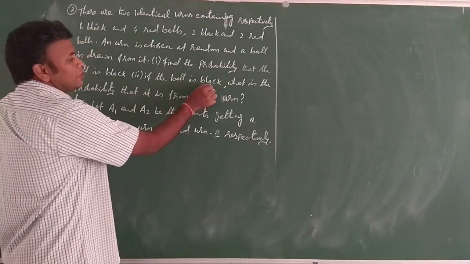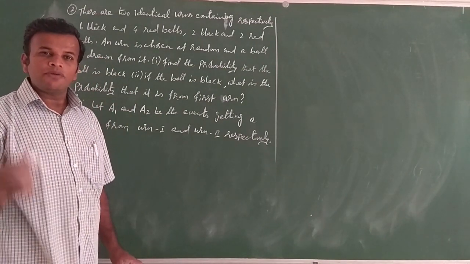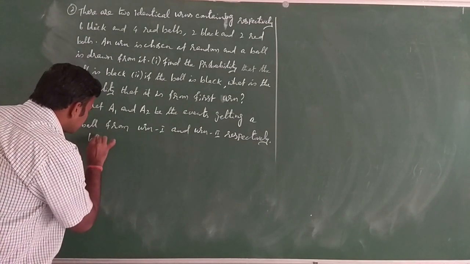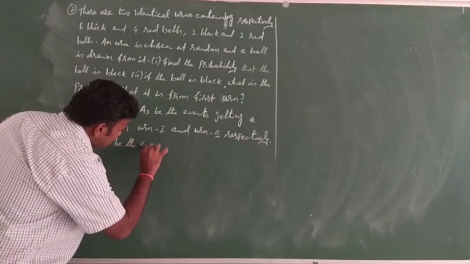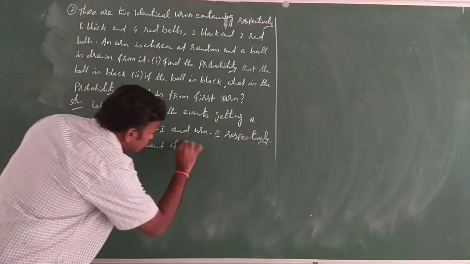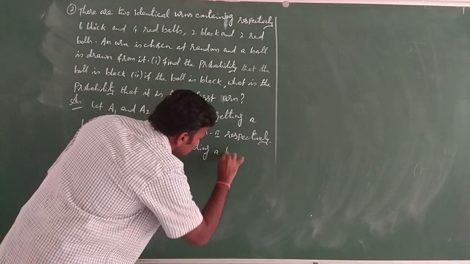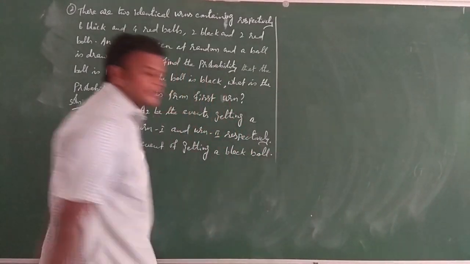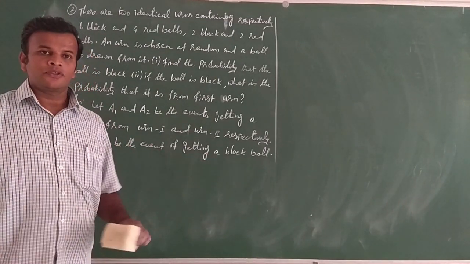Next, all the values are involved in black. Here also black. Suppose the ball is black, we put the name of the event as B. Let B be the event of getting a black ball.